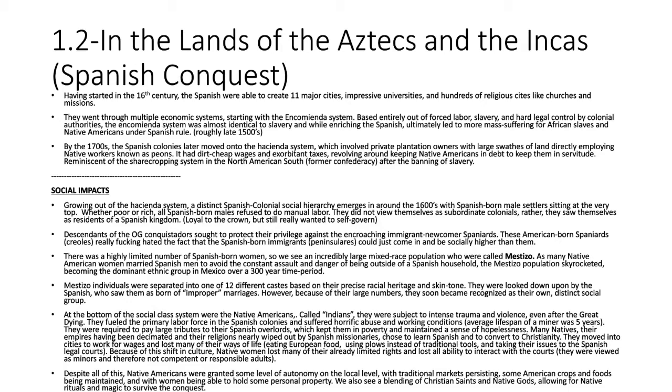This can really be summed up by the idea that they're loyal to the crown, they're loyal to the king, but they still really want to do the whole self-governance thing. Do they get to do that? Not really. We will touch on that in a second.